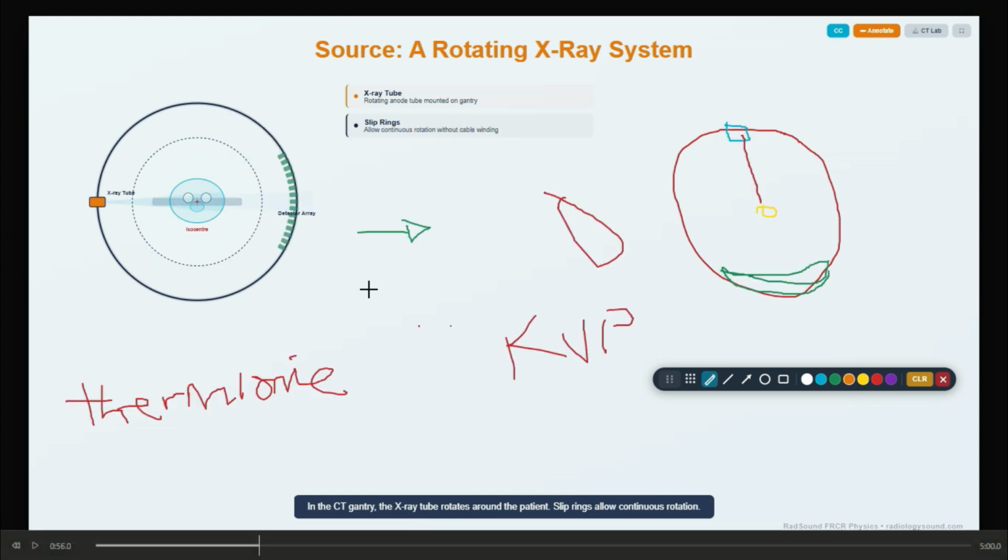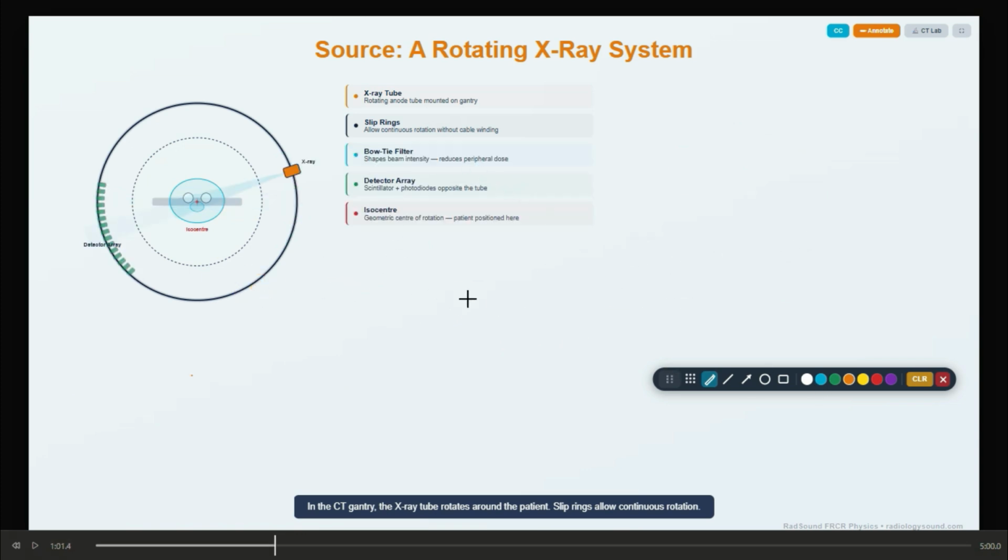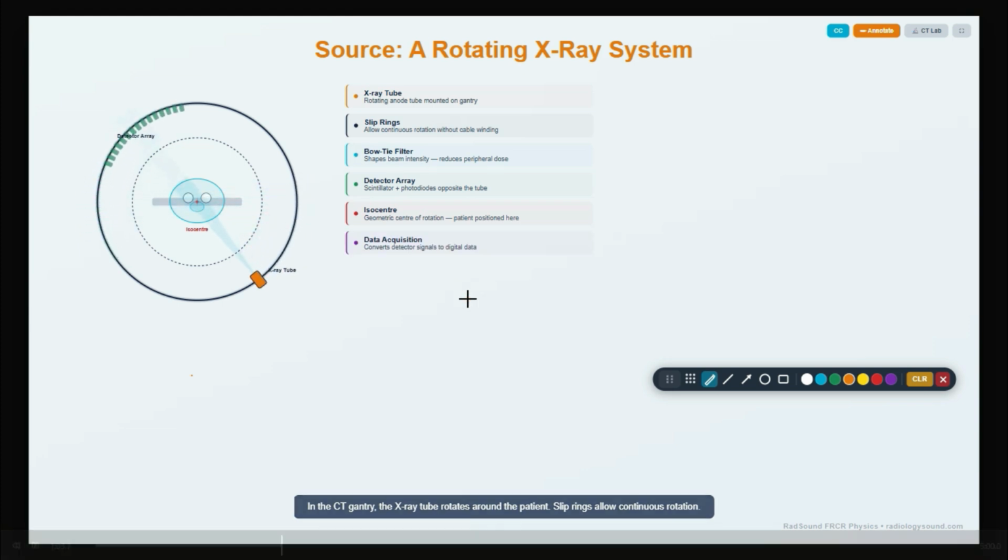What's the bow tie filter? It's a filter, the pre-patient filter. It's like this. We place the filter. Okay, sorry. We have started discussing the X-ray structure, the structure of the CT machine.